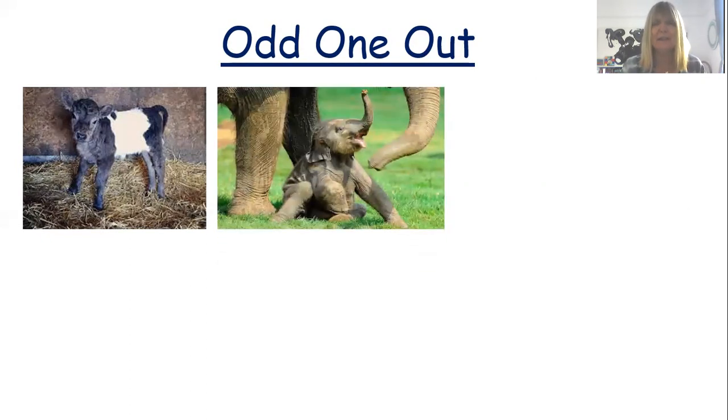Got a baby elephant here. I think they're just called baby elephants. But if you think they've got a special name, you'll be teaching me something. So let me know.